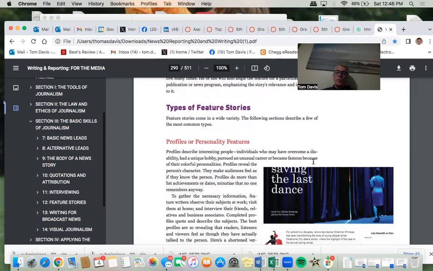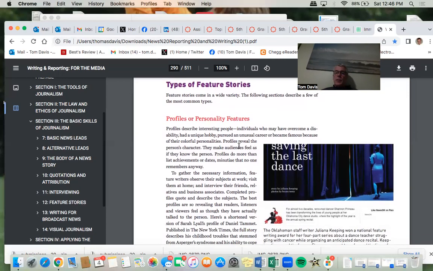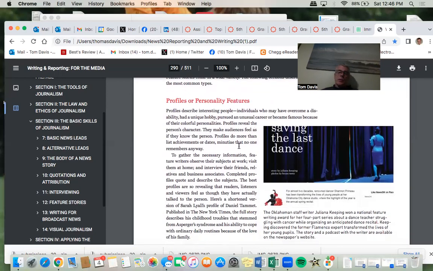Okay, ending of a feature story: no conclusions, you just end the story like you typically would. I always do a profile story as our first story, because I try to keep things simple.